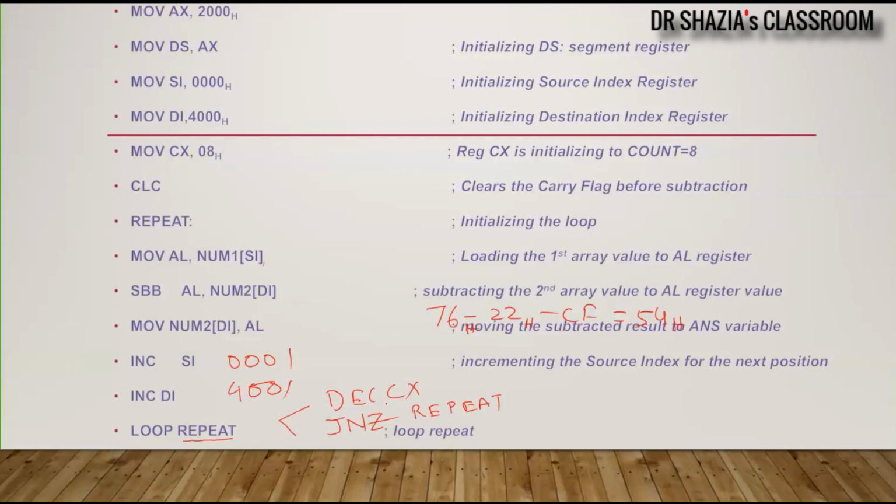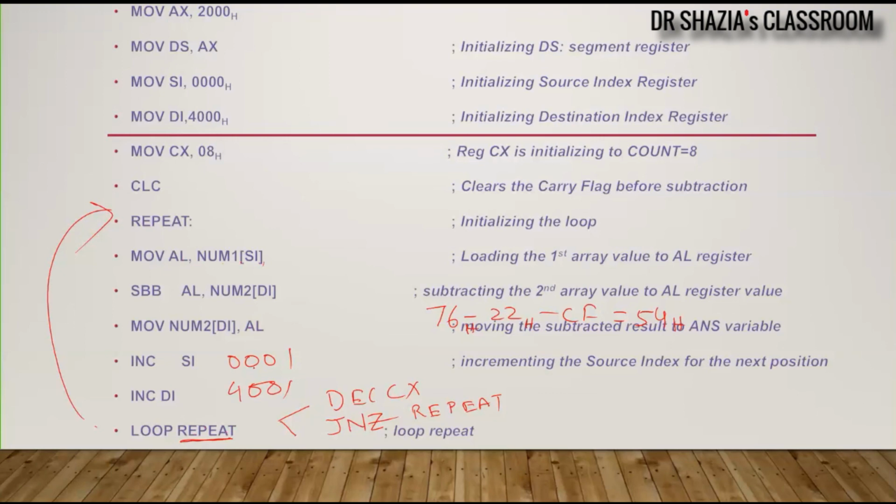Now my CX value is 7 and it will check the zero flag. Is the content of CX 0? If 0, it will come out of the loop. If not, it will jump back to the label name specified in the instruction. So it is going to perform two instructions, decrease CX and jump if not zero to the label name repeat. Now it will go to the next value, MOV AL, num1[SI].